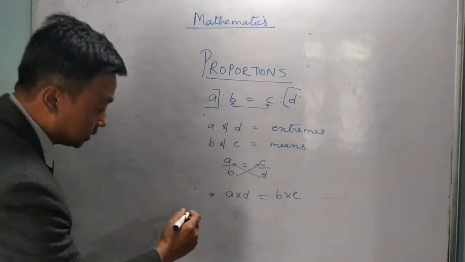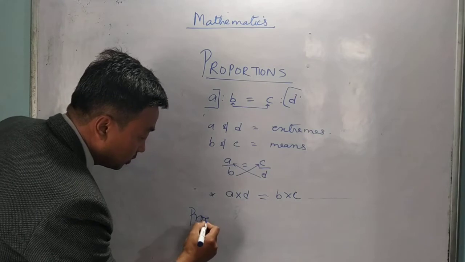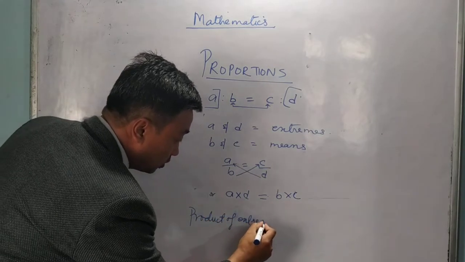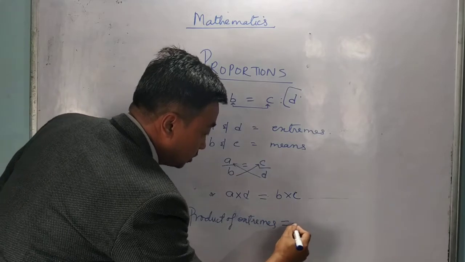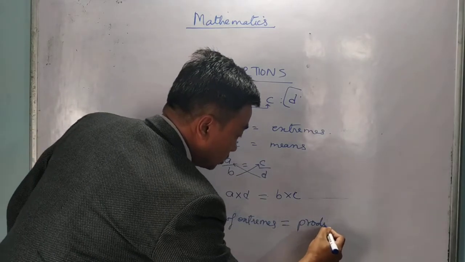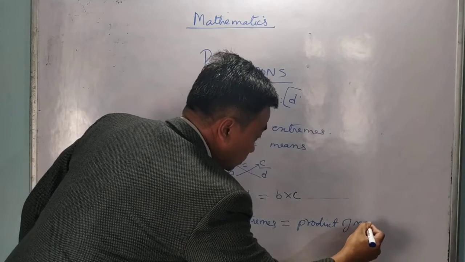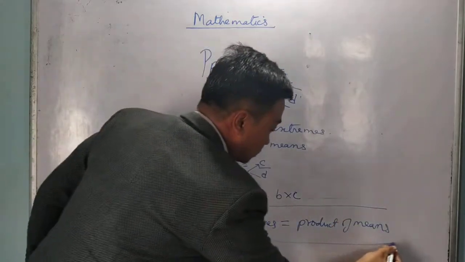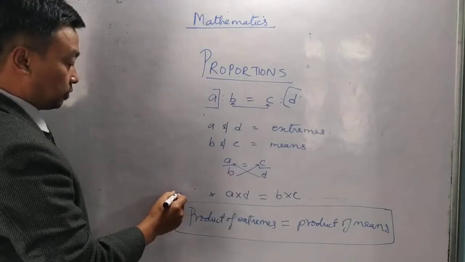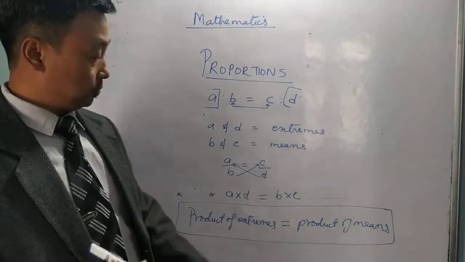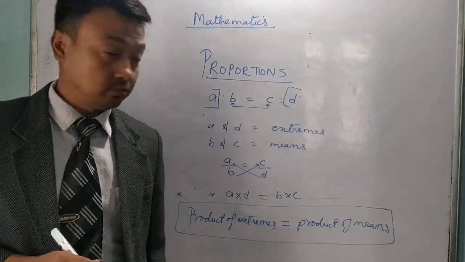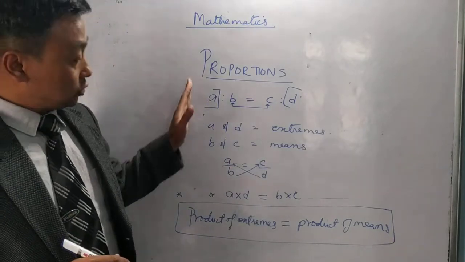So we can also write like this, product of extremes equals to the product of means. So this is a kind of formula that you have to apply or use when solving the exercises. So this is quite simple.